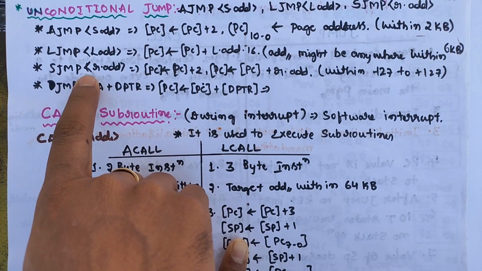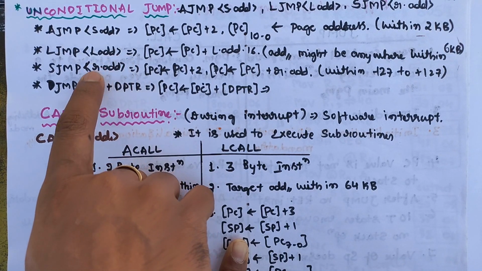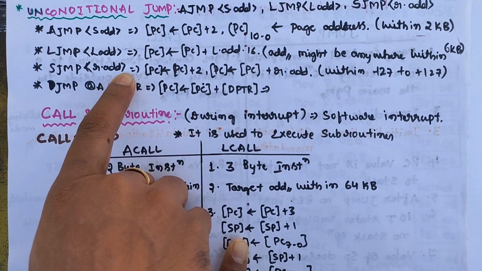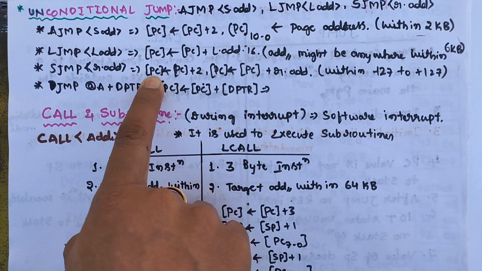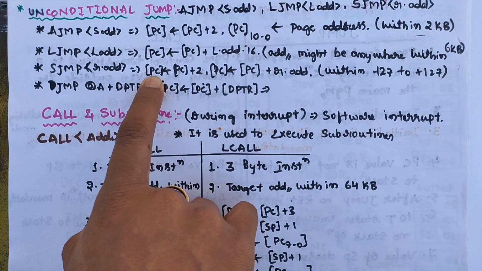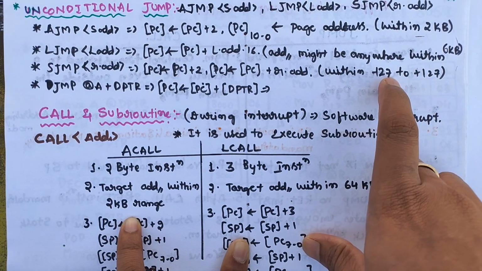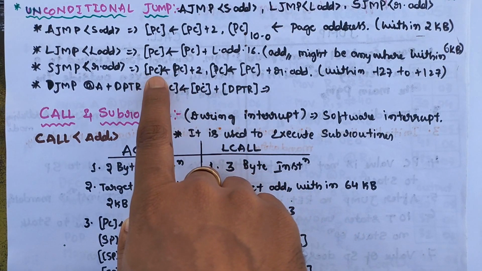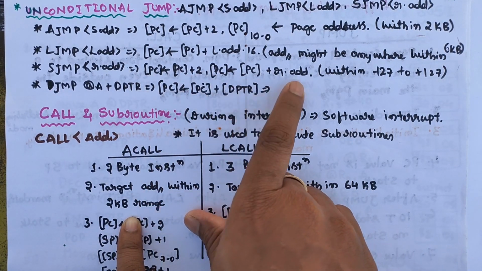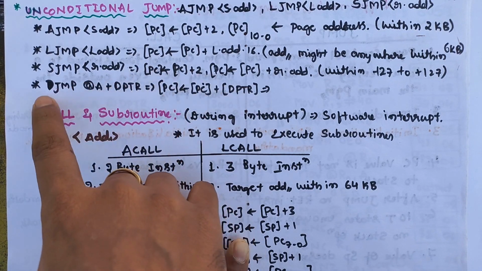SJMP is the short jump. Sometimes we use SJMP to terminate the program. It uses a relative address, because its range is within the main program, limited by the program counter. The relative address range is minus 128 to plus 127 locations. Once the program is updated, the program counter is added with the relative address and loaded back into the program counter.